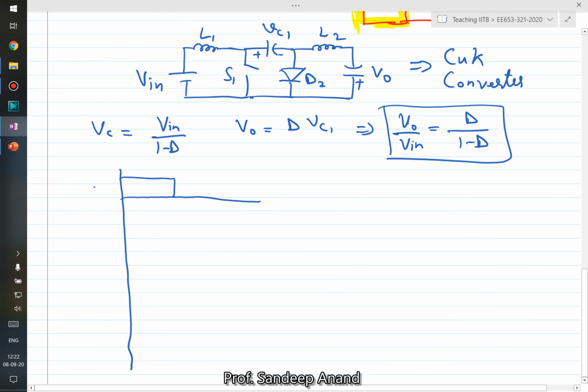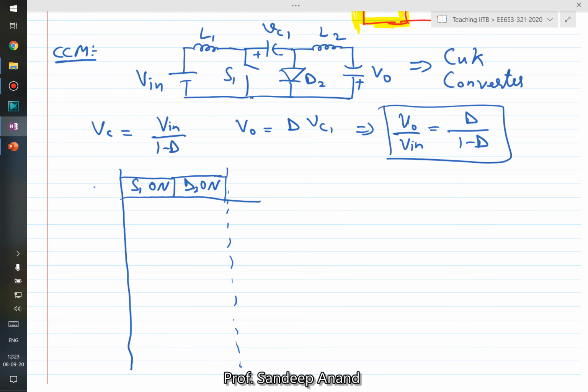So let's say S1 is on during this period, and during the remaining period S1 is off and D2 is on, right? You have to understand that I'm still talking about the continuous conduction mode, right? That means none of the inductor current comes to zero and stays at zero. Both of the inductor currents are always positive.